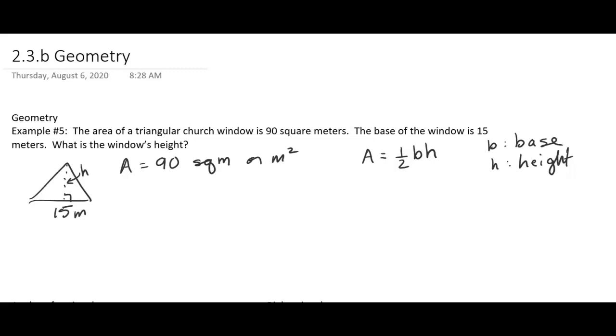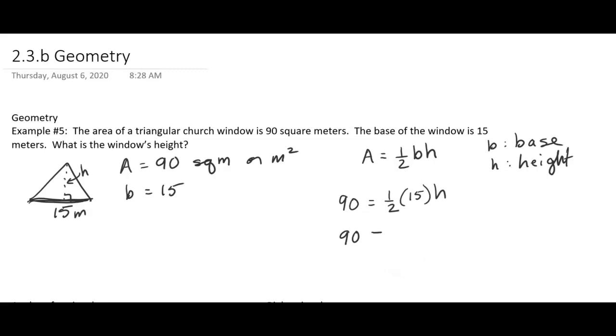So in this case, we know A, we know B, the base is 15. Now 15, we're talking about the length of this base here. That's a linear measurement, so it's just in meters. And H will also be a linear measurement in meters. Okay, so now we can put in the information we know. 90 equals 1/2 times the base times the height. You could do this in two steps. You could multiply by 2 first and then divide by 15, or you could write it this way.